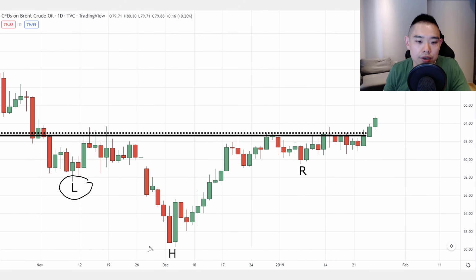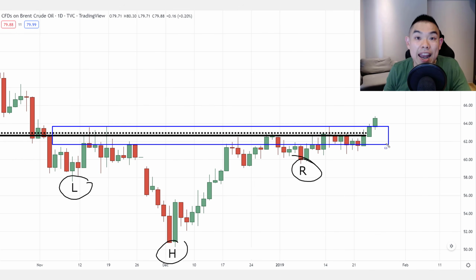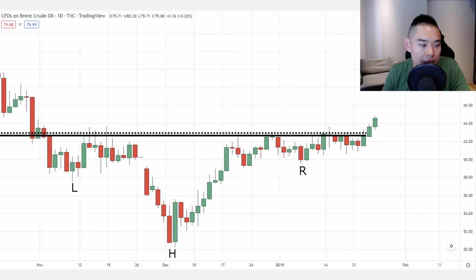Okay, so an example of how the inverse head and shoulders pattern looks like, something like this. Again, the left shoulder, this is the head, and this is the right shoulder. And this is what we call the neckline, otherwise also called a resistance. At this point, you can see this market has broken out of this neckline.